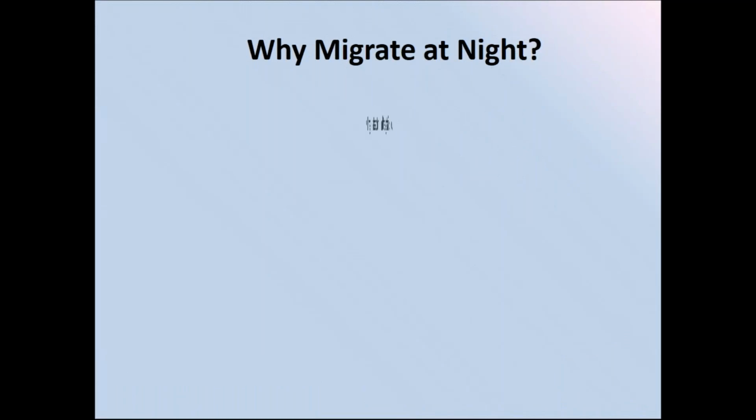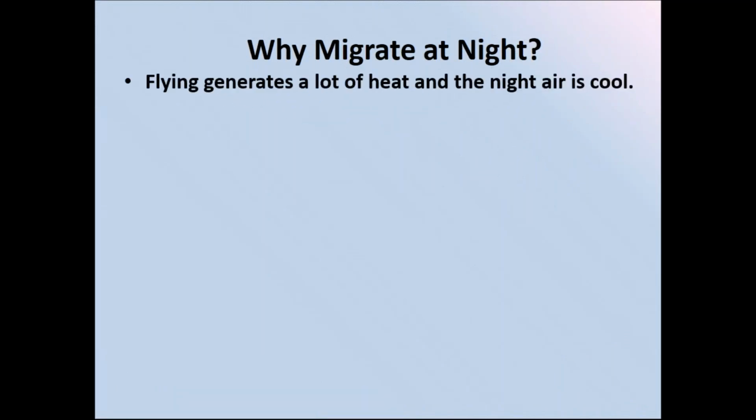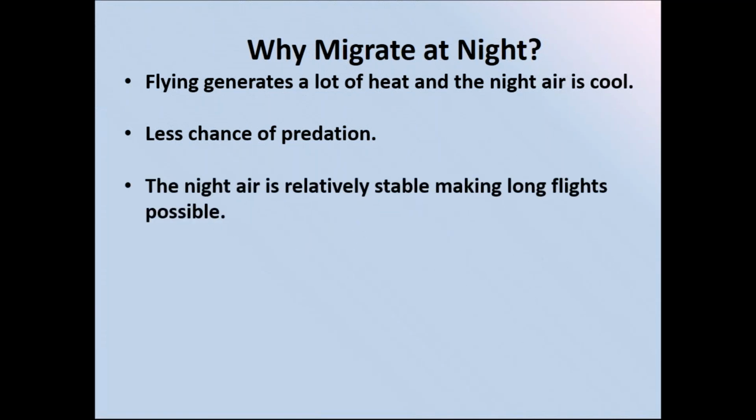Now, why would a bird want to migrate at night? Again, there's a lot of reasons for this. Night air is cool, and when you're powering your own flight, you build up a lot of heat. So you want to stay cool. There's also less chance of being preyed upon because predators don't tend to be as active at night. They can't see you either. Also, night air is nice and stable. So if you're not riding thermals, you're powering your own flight, you want stable air, and the night gives you that.